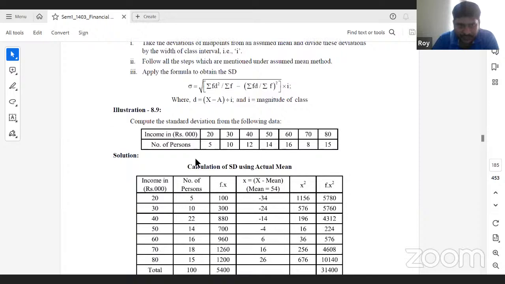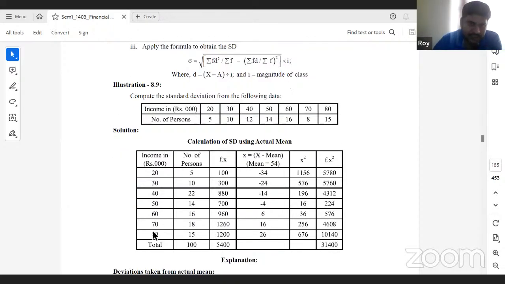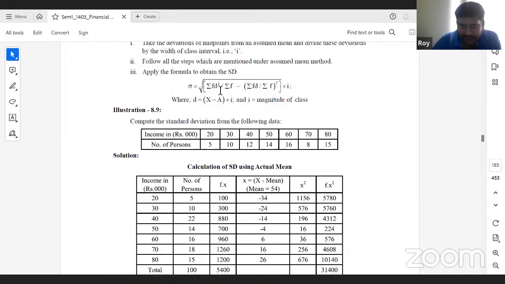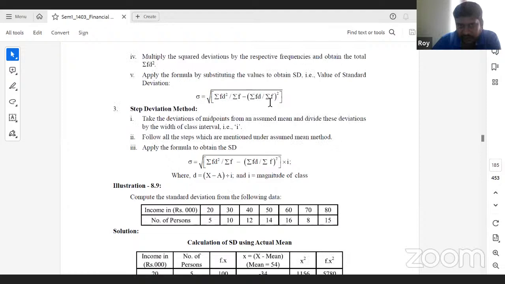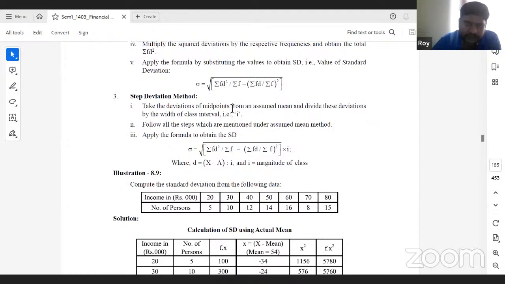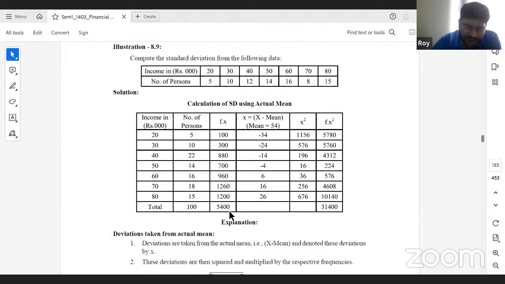This is the thing. Again, to calculate the actual mean, we know how to calculate the actual mean. Income is there. Number of persons is this. Fx you need to calculate. Multiply this. Small x, because see, here they have given the formula. Go as per the formula. Whatever is required, you need to go into that. Fx, f into x, this one.